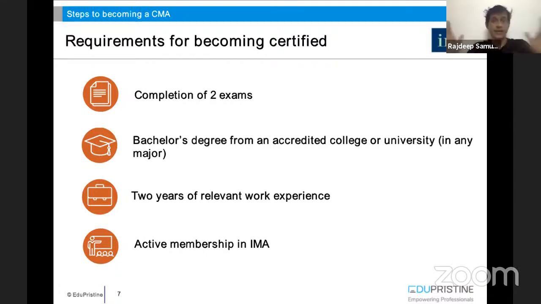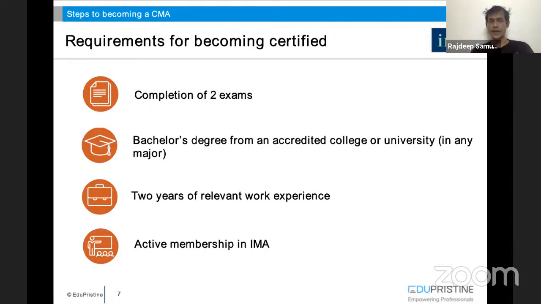Now, mind you, you can do this whenever you want. You can probably get your work experience before you give the exams, or after the exams. There's no compulsion to get the work experience after the exams. So you can clear the exams today, work for 2 years later and get your charter. Or you can do your work experience first, then give the exams and then get a charter. That's fine. The order is not important, unlike the CA exam in India.